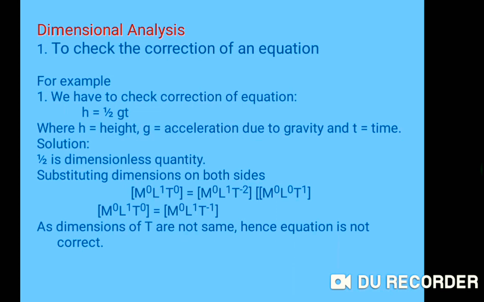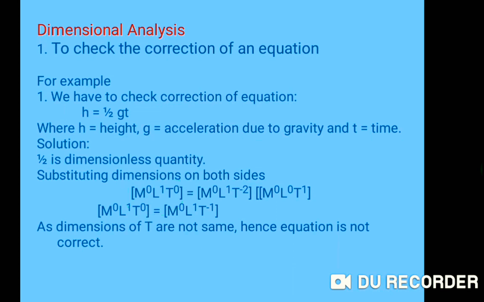So we are just removing half and substituting dimensions on both sides. A physical quantity which does not contain any dimensions, we simply remove, and we put in the dimensions of the physical quantities. Now height is measured in centimeter, meter, kilometer, so the dimensional formula of height is length: M raised to power 0, L raised to power 1, T raised to power 0.